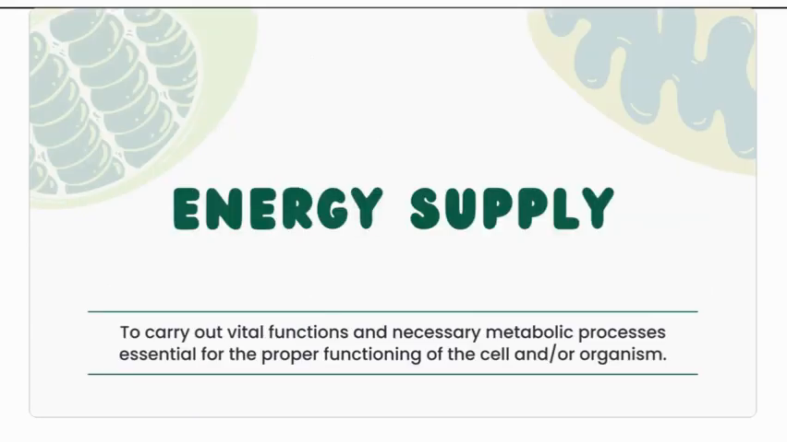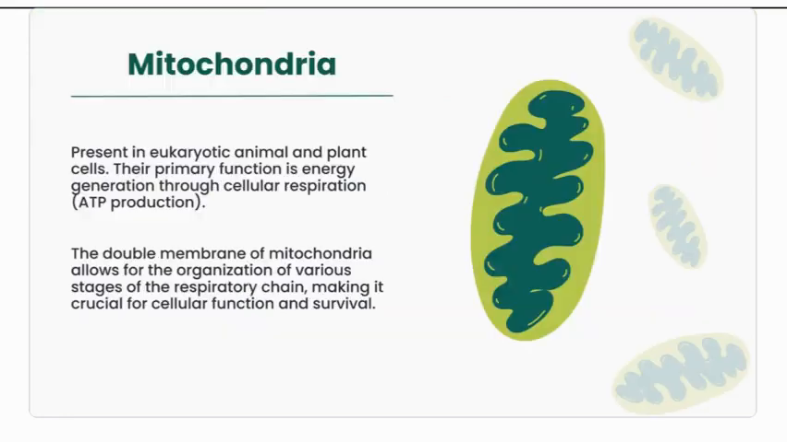Now, let's learn about energy supply. This is important to carry out vital functions and necessary metabolic processes essential for proper functioning of the cell or organism. Mitochondria. These are present in the eukaryotic animal and plant cells. Their primary function is energy generation through cellular respiration, which is ATP production.